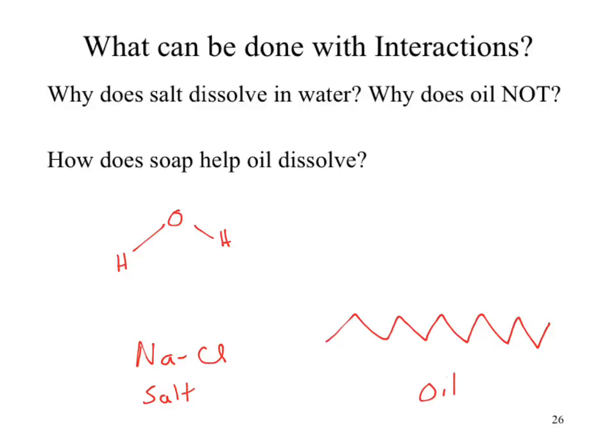Because it's polar, so sodium chloride is polar. We have fairly large charges building up in each of these molecules. That positive can coordinate to that negative, forming a relatively strong interaction, which then allows for water to break apart the ionic bonds found in sodium chloride.